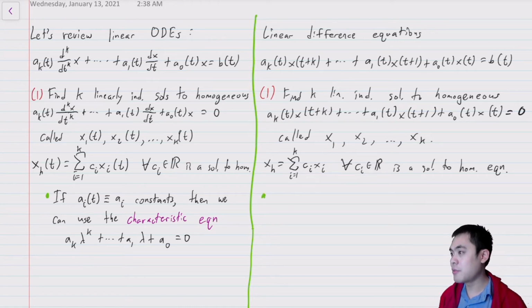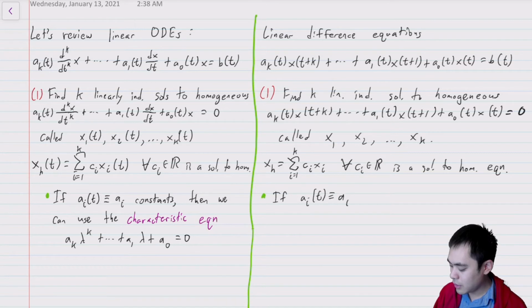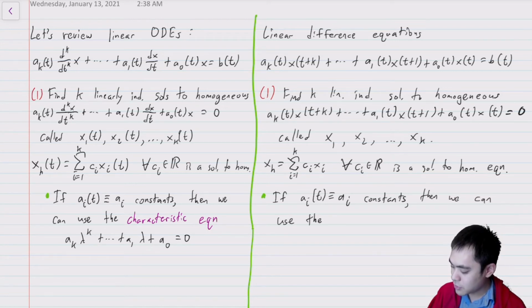So if a_i of t is equal to a_i constants, then we can use the characteristic equation. And the characteristic equation is exactly the same. a_k lambda to the k plus dot dot dot plus a_1 lambda plus a_0 is equal to 0.